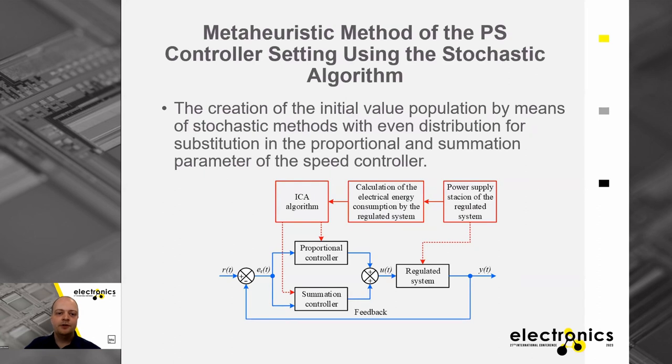The second algorithm we used is the imperialistic competitive algorithm. It basically means the creation of the initial value population by means of stochastic methods with even distribution for substitution in the proportional and summation parameters of the speed controller, as shown in the picture.